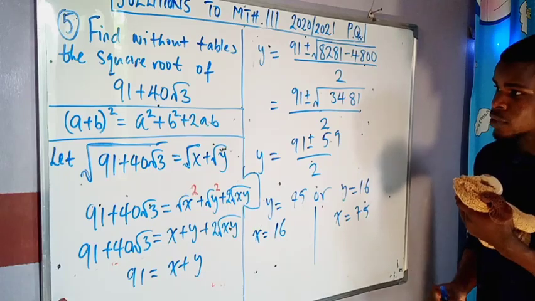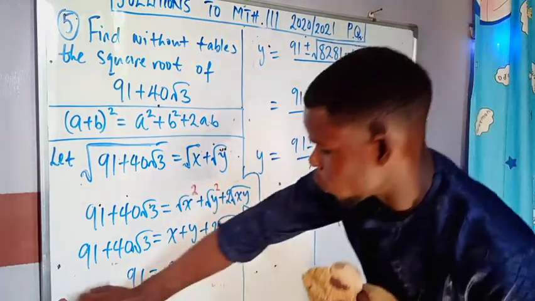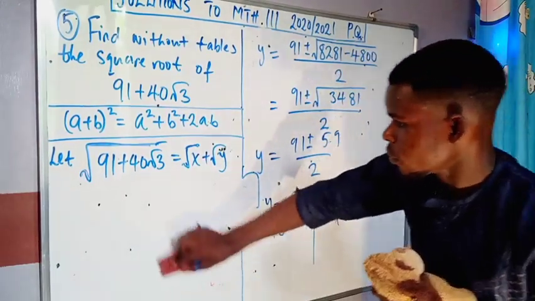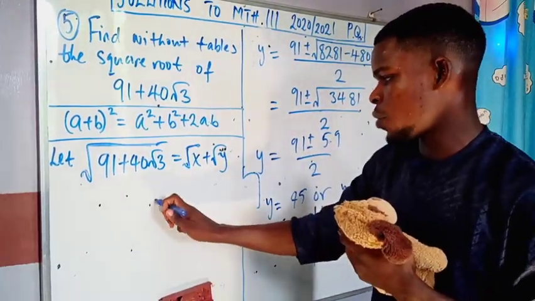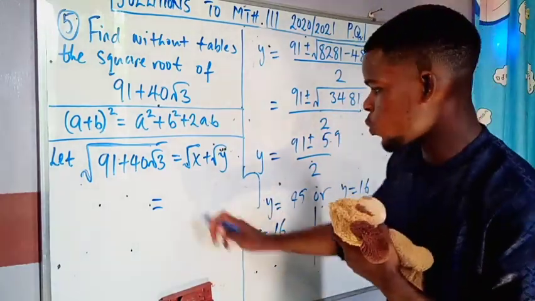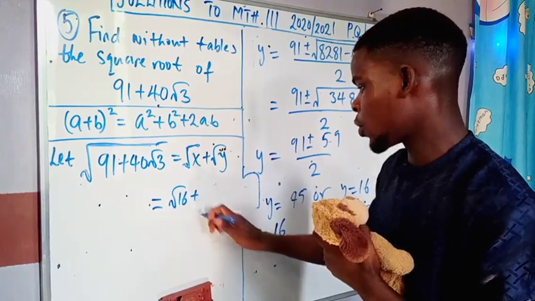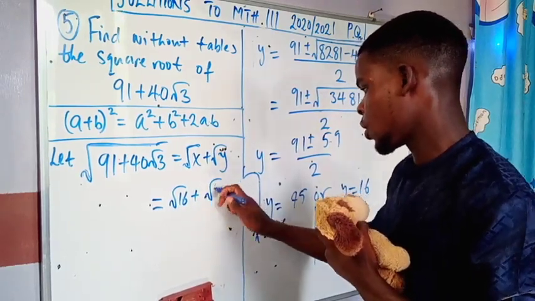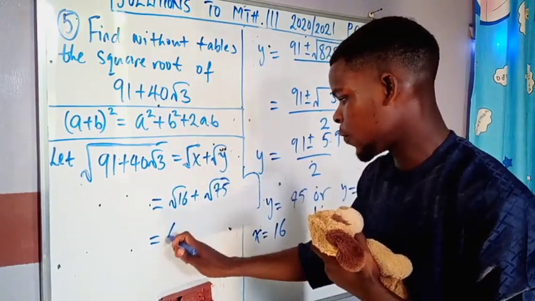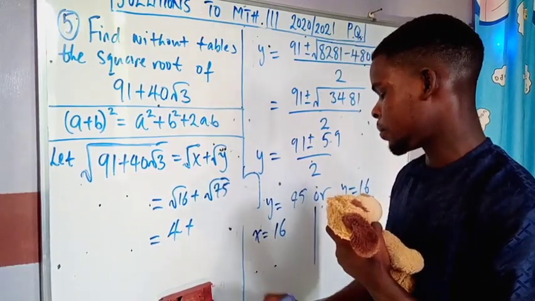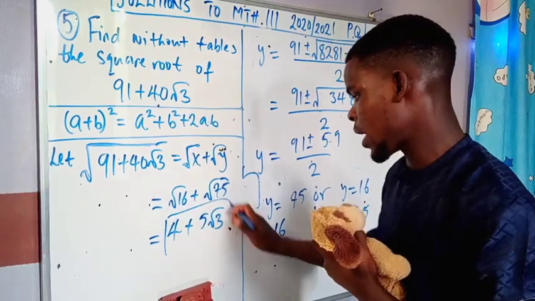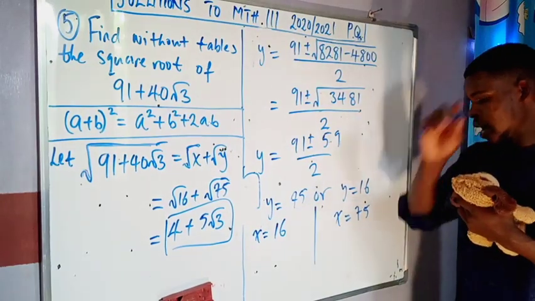Okay, so that tells us that from this equation right here, let me clean this part. From this equation right here, this square root will be, well, if we choose x to be 16 and y to be 75, it means we're going to have the square root of 16 plus the square root of 75. Okay, which if you like you can rewrite as 25 times 3. That will be 4 plus 5 root 3. Okay, that is if x is 16 and y is 75.